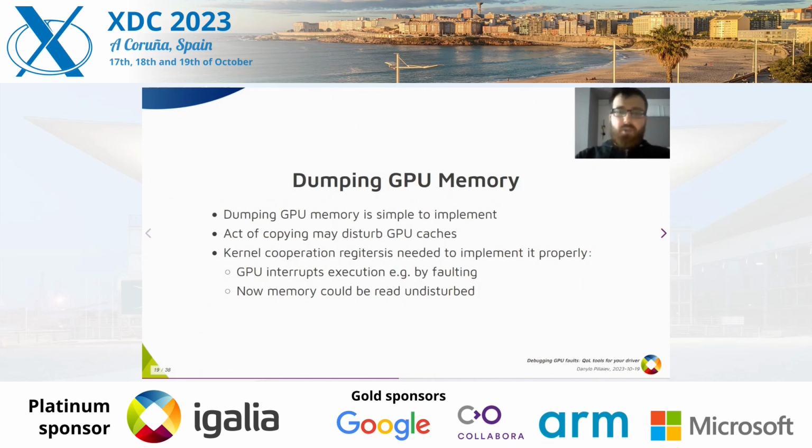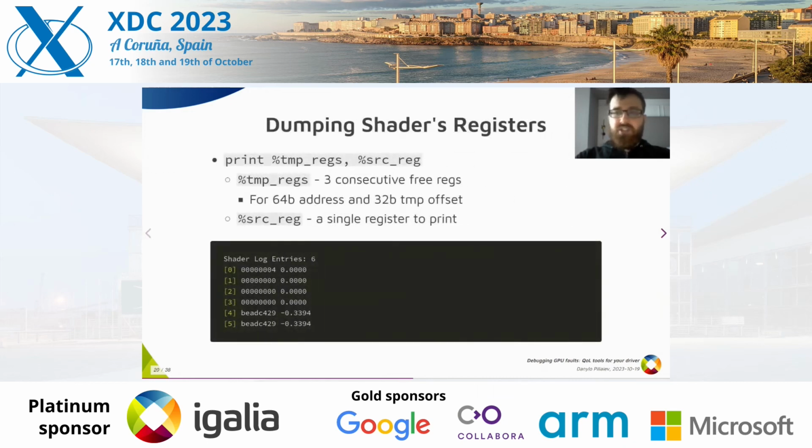Probably a proper way to handle this would be to hide GPU execution from kernel and dump the memory from there. But I haven't looked too much into it. Printing shader registers is just a bit harder. It would require incrementing global offset and writing the target register at that offset. Simple while being extremely useful.